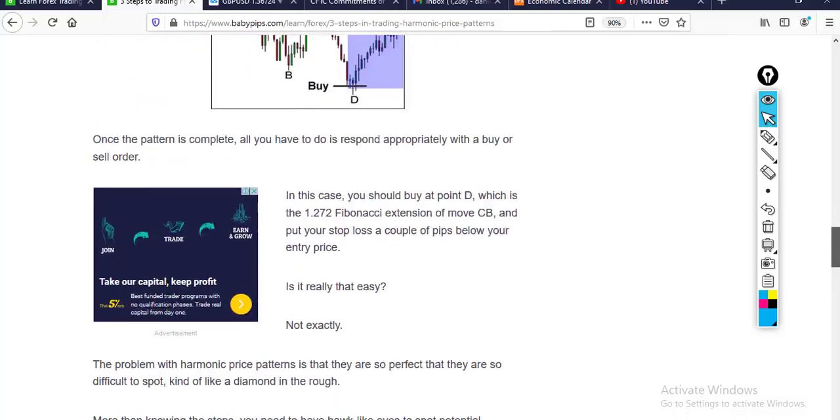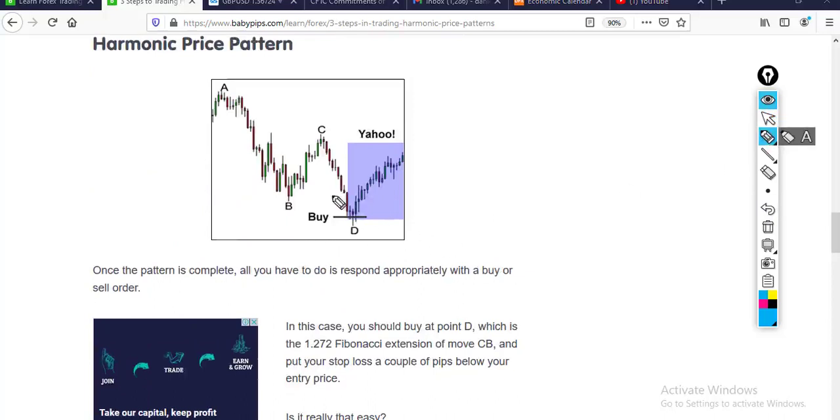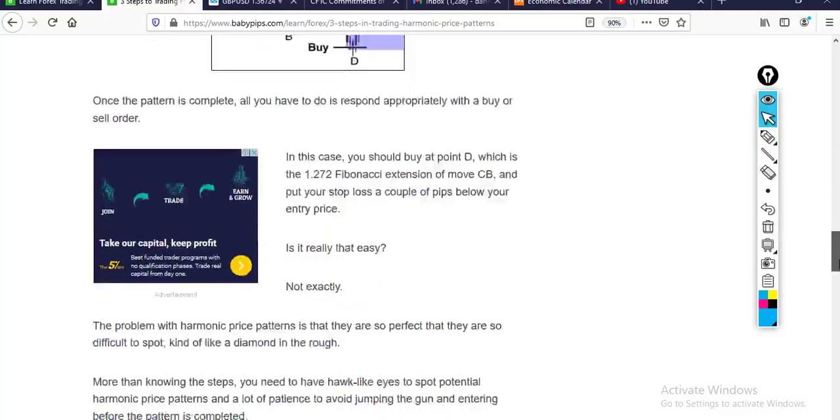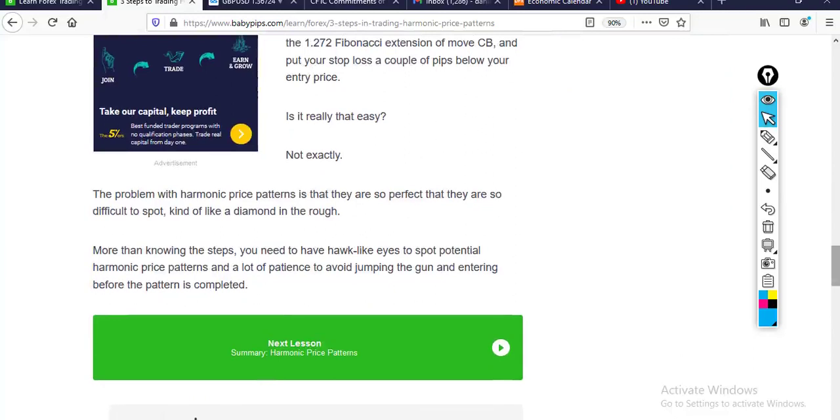So once the pattern is completed and you've done all your homework, you've done all your Fib tools, you've labeled everything and it's very clear in your eye, what you have to do is either to buy or sell the pattern. Now in this case you should buy, because at point D, which is the 1.272 Fibonacci extension level right here, you have to put your entry here and put your stop loss below the wicks of that move D, and from there price will eventually rally up, as we have seen in the example that we have on Babypips. The price eventually rallied up.